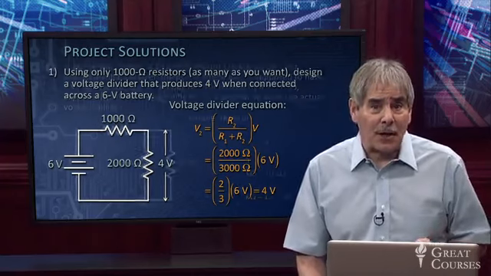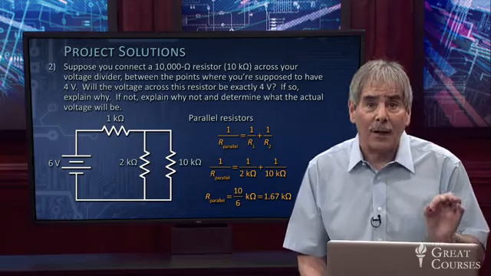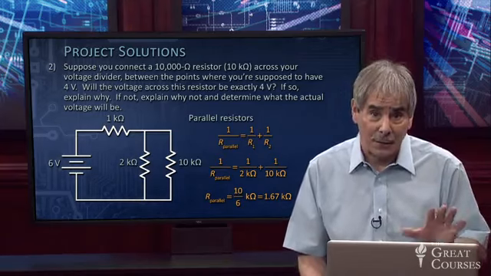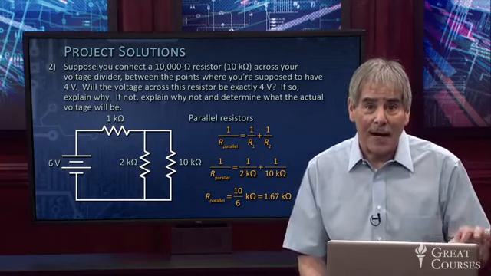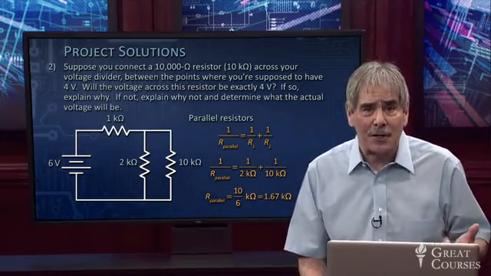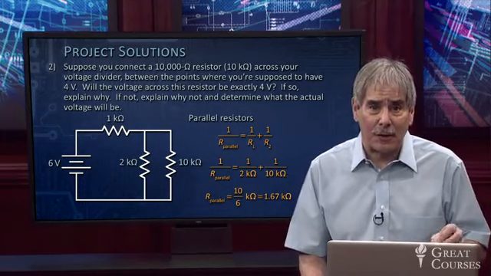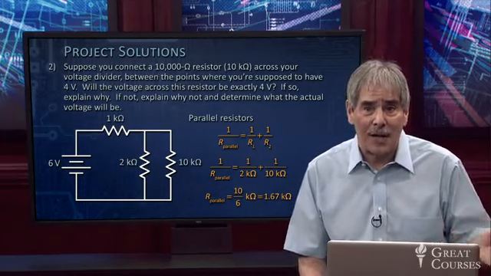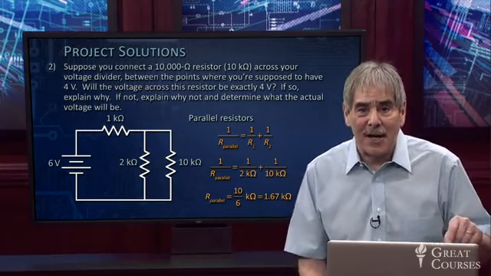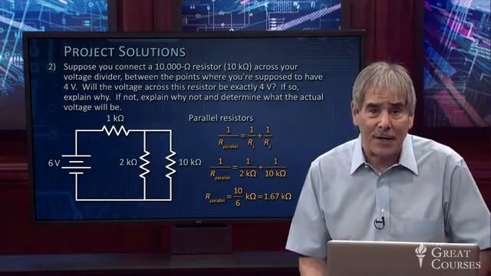Now the second part gets a little harder. Suppose we connect an additional resistor of 10 kilo ohms in parallel across the 2 points where it's supposed to be 4 volts. Will it still be 4 volts? So let's give a qualitative explanation of that, and then let's determine what the actual voltage will be. Well, I now have two resistors in parallel, the 2 kilo ohm and the 10 kilo ohm, and I use the parallel resistor formula. 1 over the parallel resistance is 1 over 2 kilo ohms plus 1 over 10 kilo ohms. That's 10/6 kilo ohms for R parallel, or 1.67 kilo ohms.